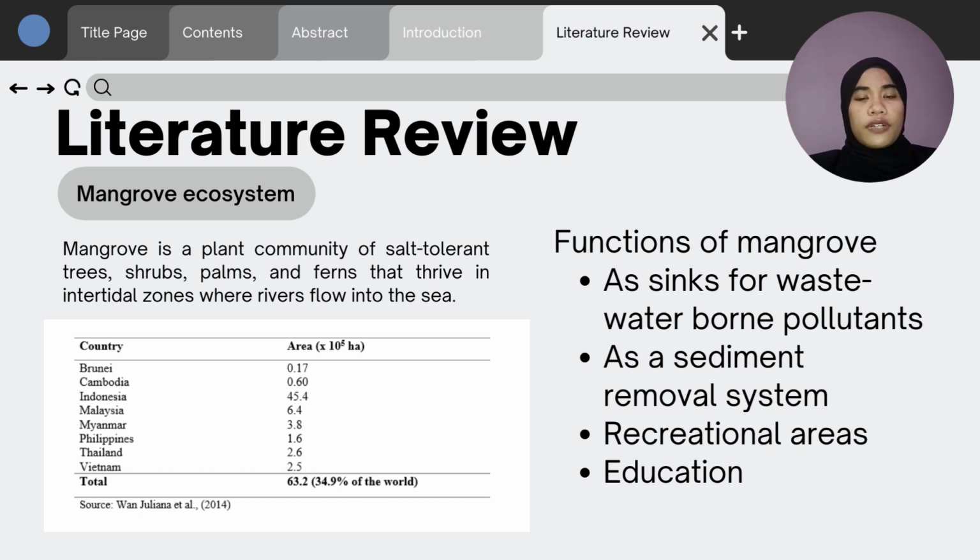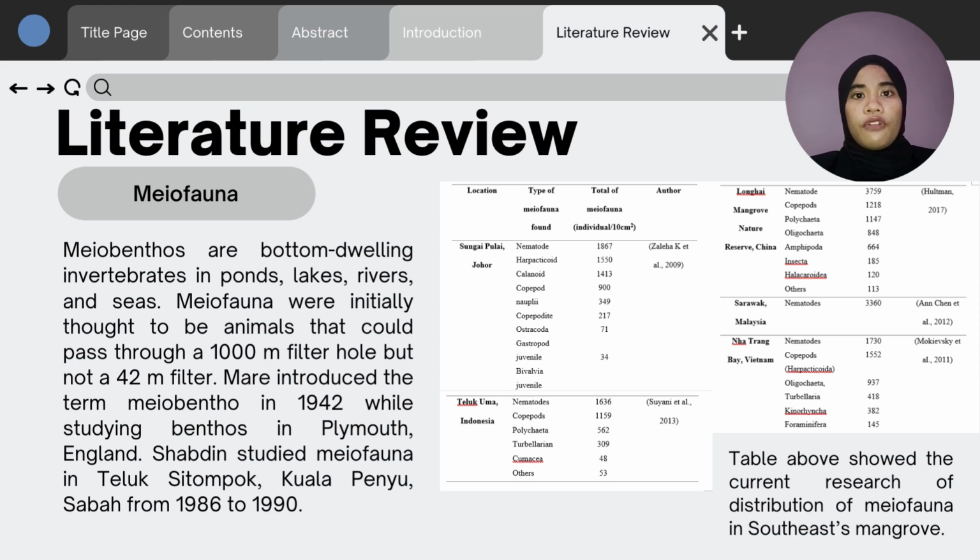Next, there are a lot of functions of mangrove which are as sinks for waste-borne pollutants, as a sediment removal system, as recreational areas, and for education. Next, we will see about the meiofauna.